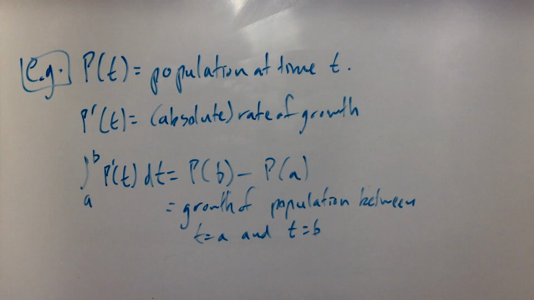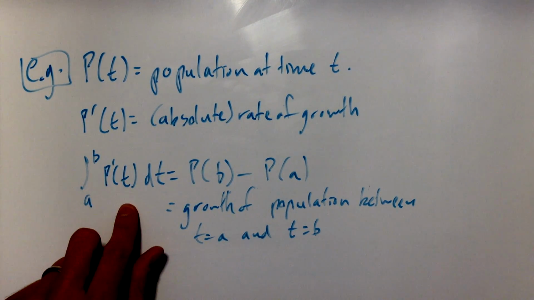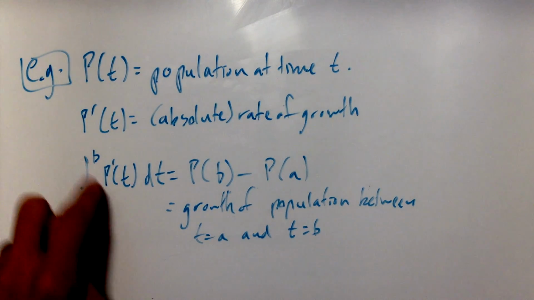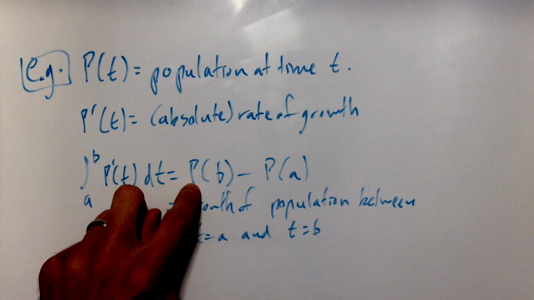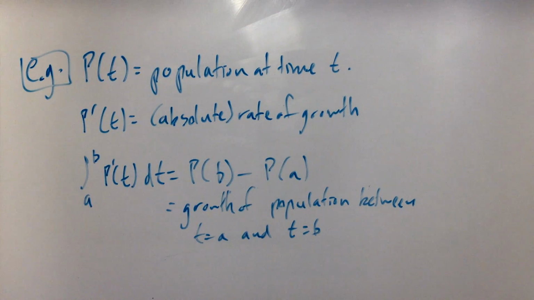100 cells per hour, whatever. All right, then the integral of the rate of growth from A to B of P is equal to P of B minus P of A. That's the population at time B minus the population at time A. So that's the growth of the population between time A and time B.